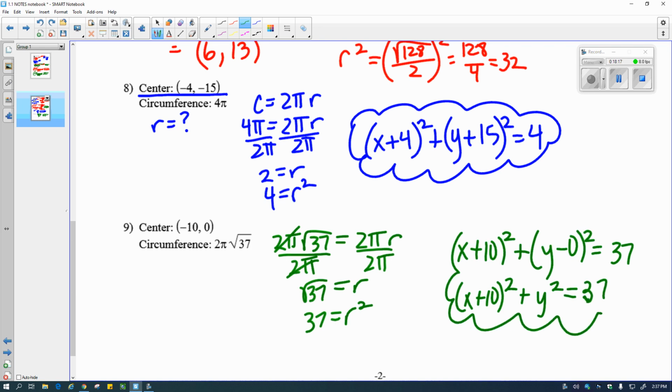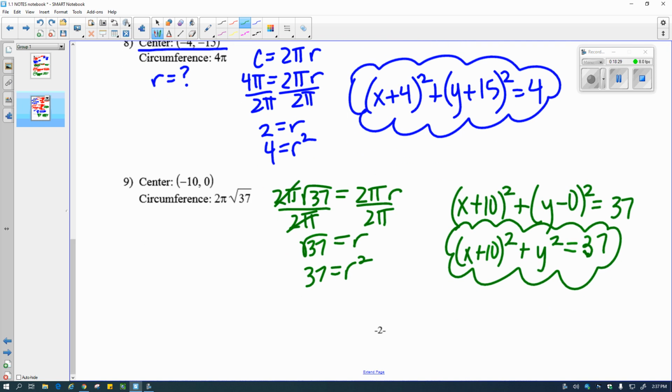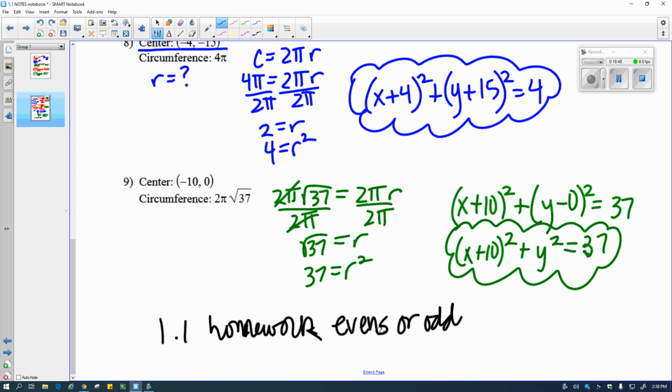And so that's the distance formula and circles. We dealt with midpoint. Your job today for homework is to do section 1.1. So it's 1.1 in your homework packet that I gave you yesterday. Do evens or odds, whichever you prefer. It doesn't matter to me. And then come tomorrow with questions.